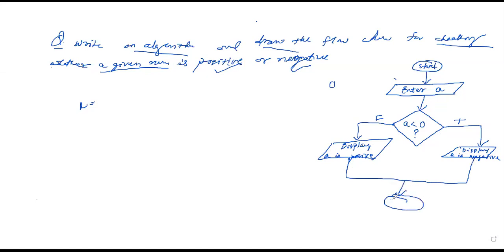After that, both should be closed. This is stop. What will happen? Suppose start, then you enter value is 5. A is equal to, suppose, 5. 5 will come. Is 5 less than 0 true or false? False. So it will come to this position. What will display? Display A is positive. So it will display A is positive.